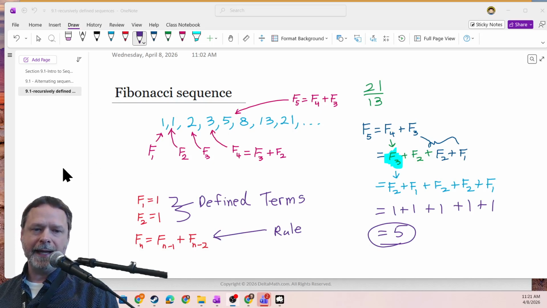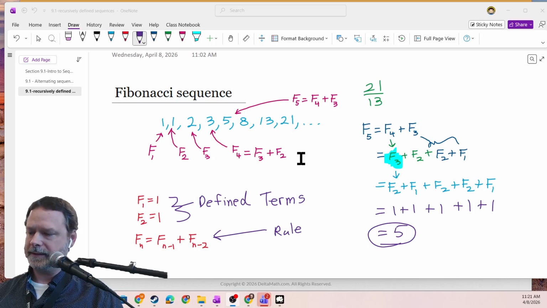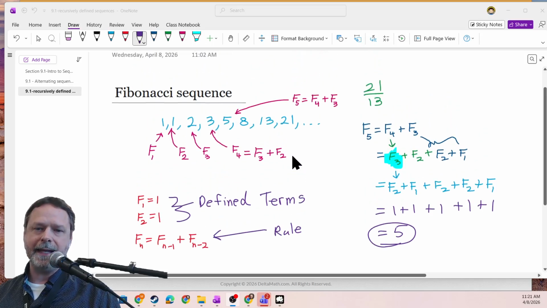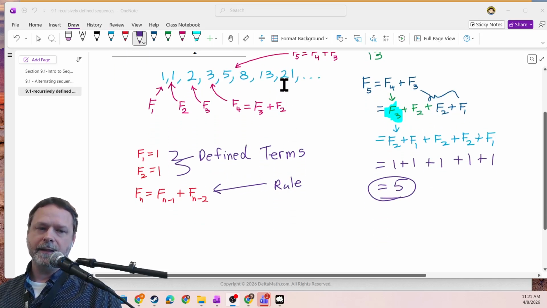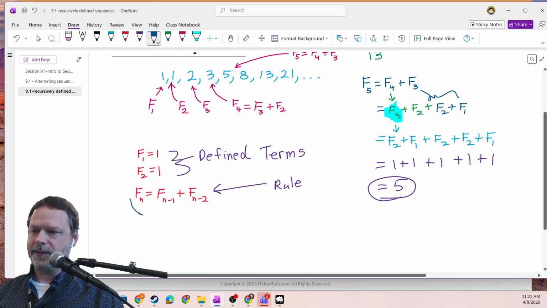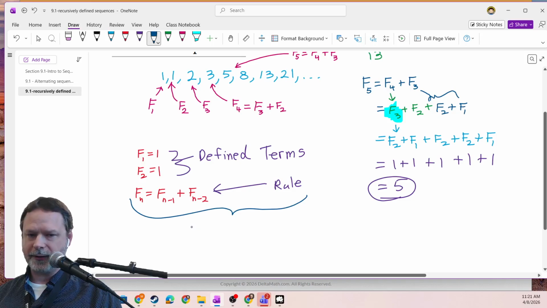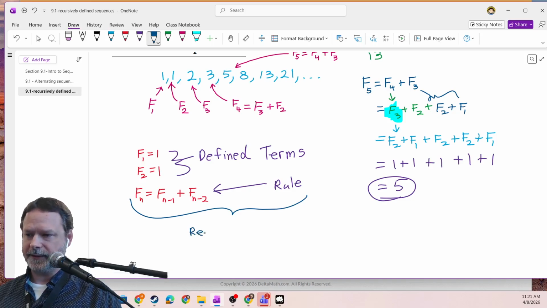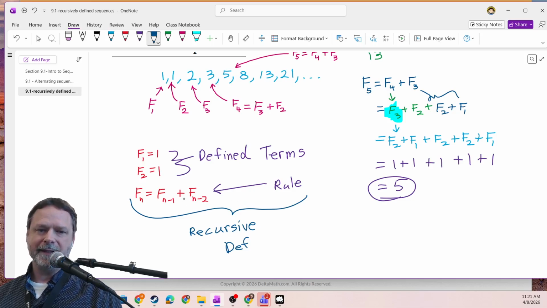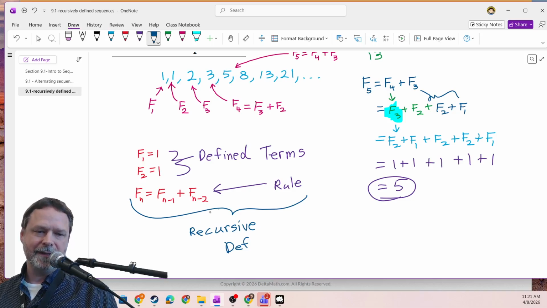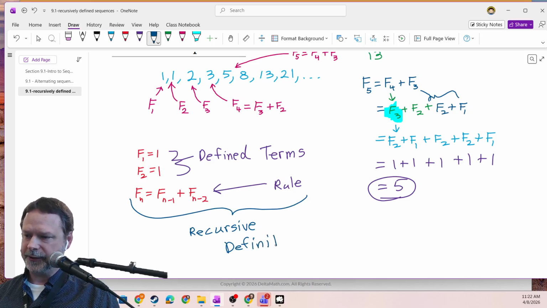That puts this video at 10 minutes. So let's go ahead and we'll call it quits right now. But this is a recursively defined sequence. So that's what this is called. We'll use a recursive definition. This is a recursive definition where we have to define a couple terms, and then every other term, its definition is based on terms that came before it, or some formula, some expression that includes previous terms. Okay, that's a recursive definition.